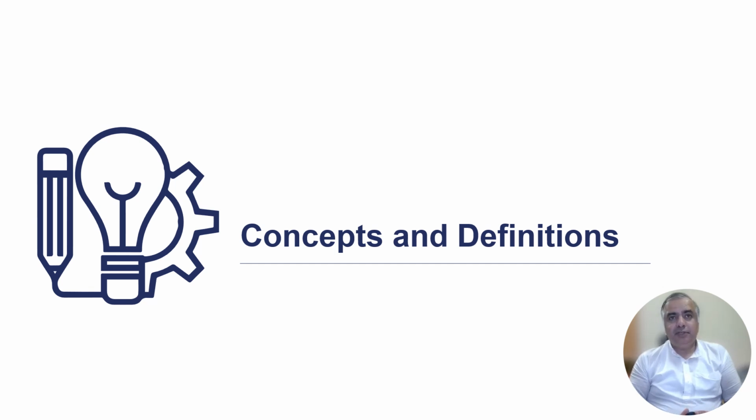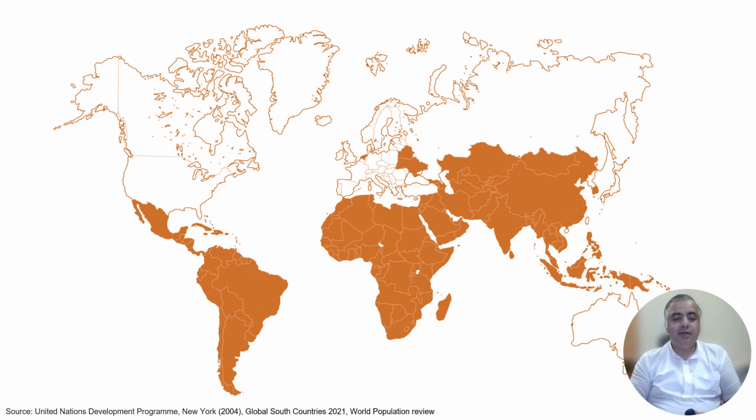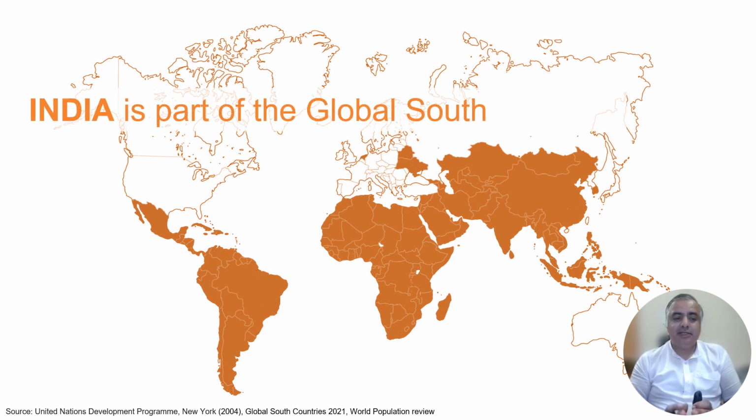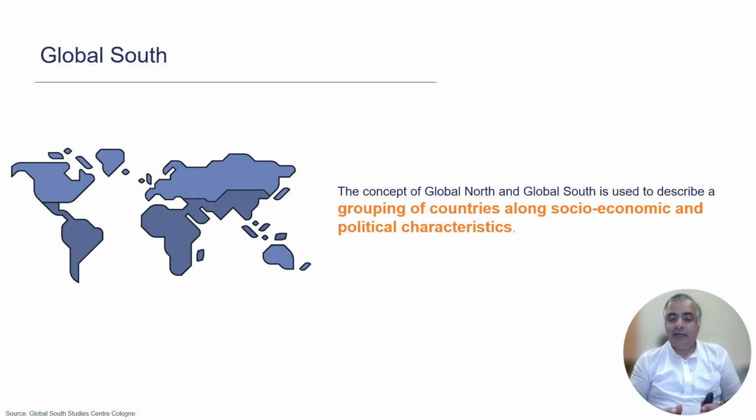So, in order to move forward as part of this module, let's introduce you to a very few but very basic concepts and definitions. The first one is to understand that India is one of the nations representing the Global South. Global South as a concept is emerging to describe the grouping or clustering of countries along, as I said, socio-economic and political characteristics, which is why it's becoming relevant to study, research, and innovate between Global South regions, while we can always learn from some best practices of the Global North as well.